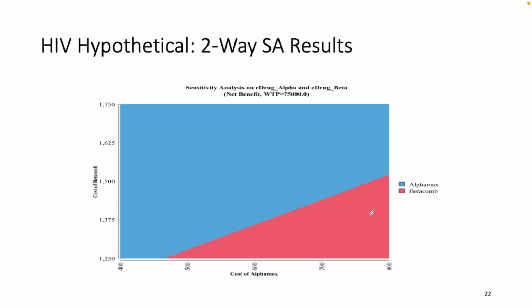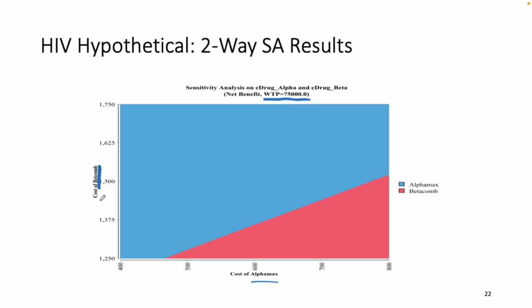This is a common type of graph that would come out of a two-way sensitivity analysis. So to orient you, we have the cost of Betacom on this axis, and we have the cost of Alpha Max on this axis. Here we actually have to set a willingness to pay value. The reason being is because we want to know at any two points, what's the preferred option. And we only know if an option is preferred if the ICER is above or below our willingness to pay value.